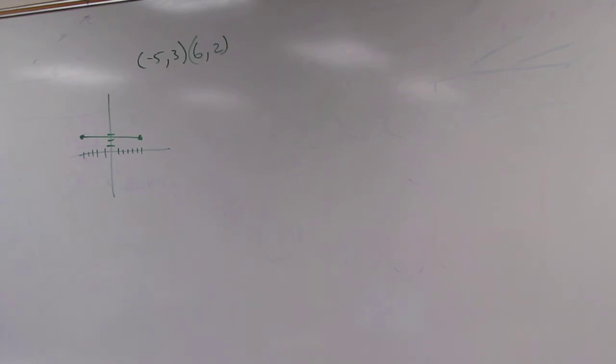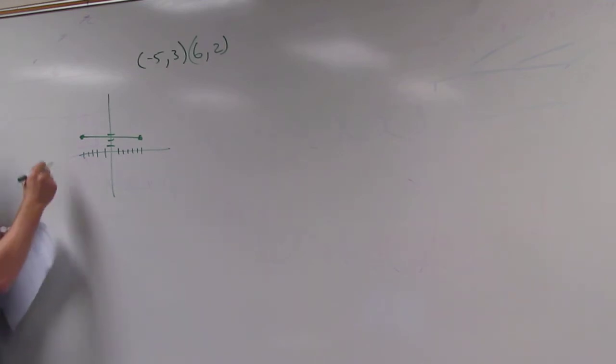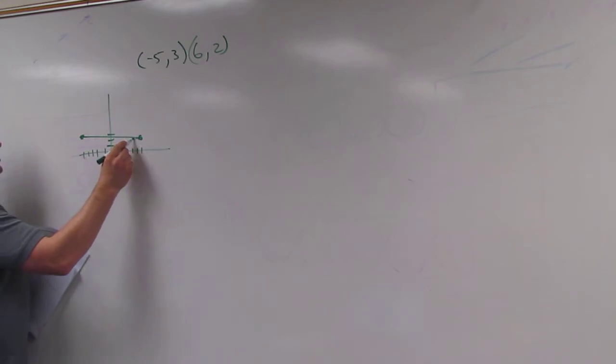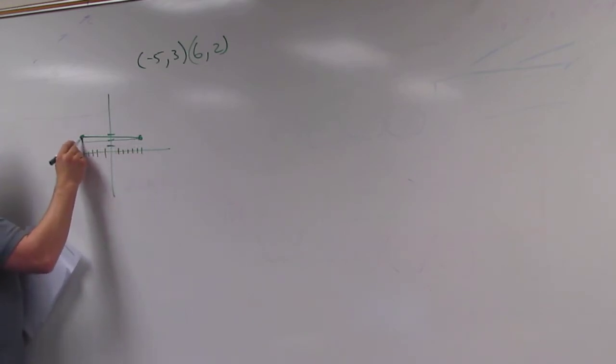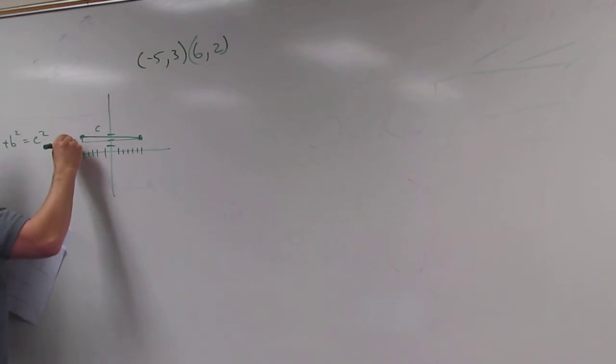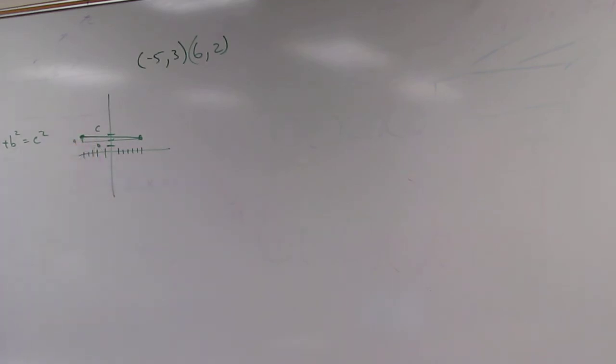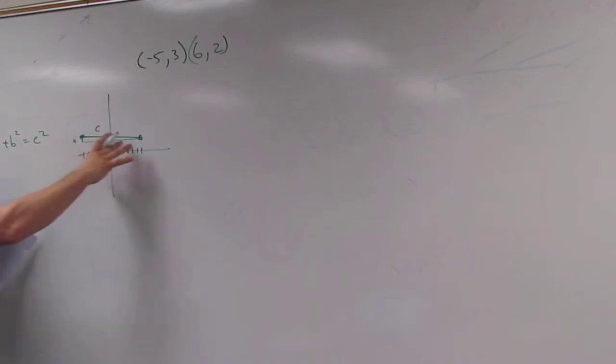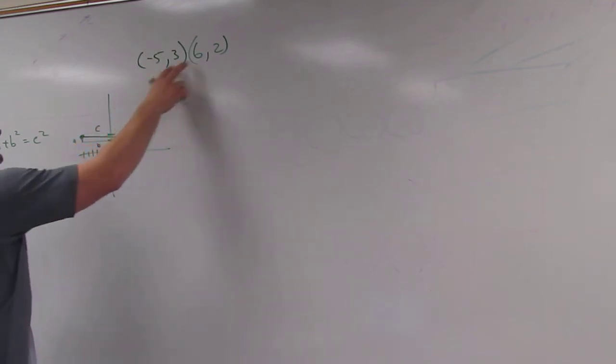To find the distance between those 2 points, I have to look at the change in the y's and the change in the x's. So I'm going to take the Pythagorean theorem, a squared plus b squared equals c squared, and change it a little bit. Instead of having numbers for a and b, I have to find numbers for a and b from these points.